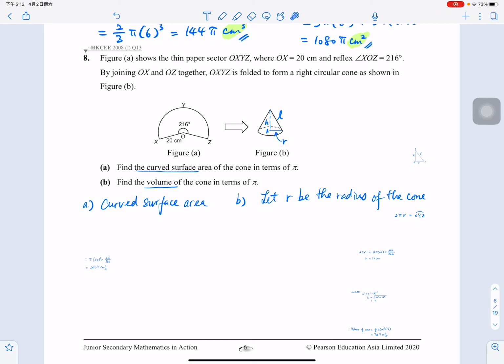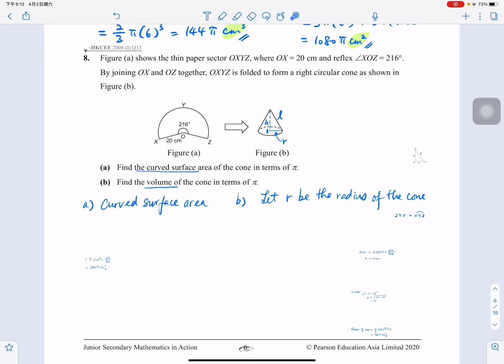Okay, let's have a look at some more examples about mensuration. Now, question 8. This question is similar to HKCEE 2008 question 13. This one is like a DSE question, Session A2.